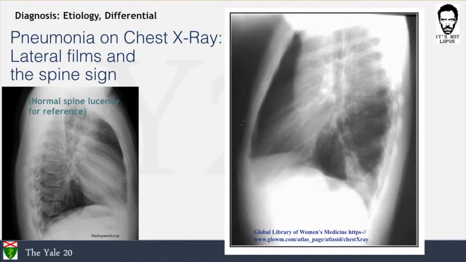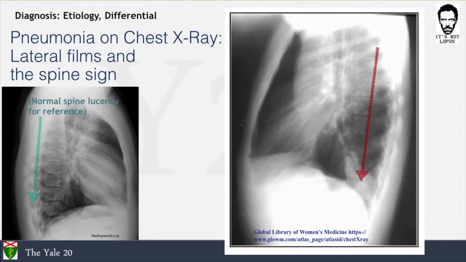And then the only other specific sign I want you to think about is the spine sign. And this is basically just, you get the chest X-ray, you're looking for pneumonia, you go to the lateral film, and you just work your eye down the vertebrae from top to bottom. And the general rule in a healthy lung is that it should get more and more lucent.